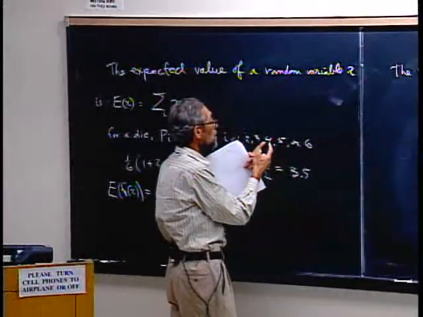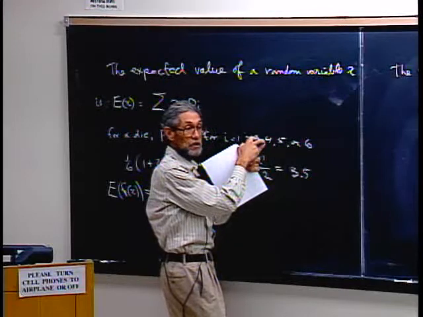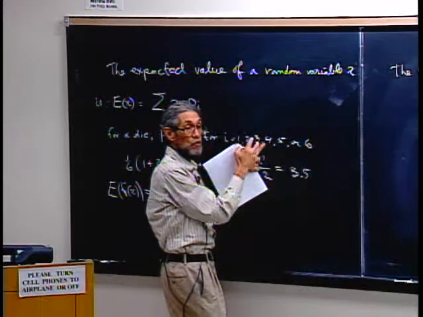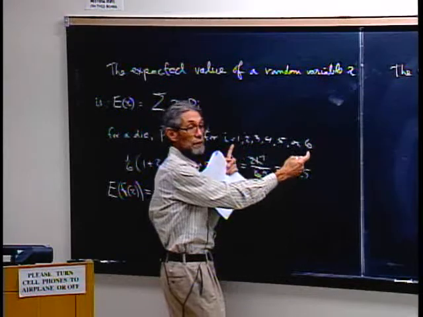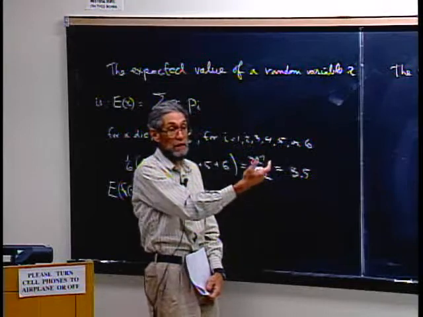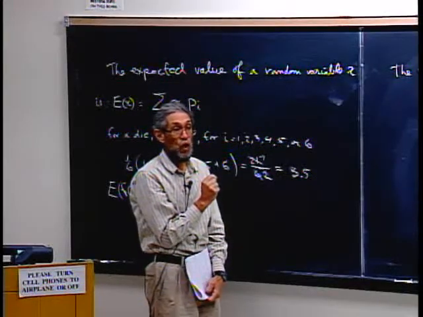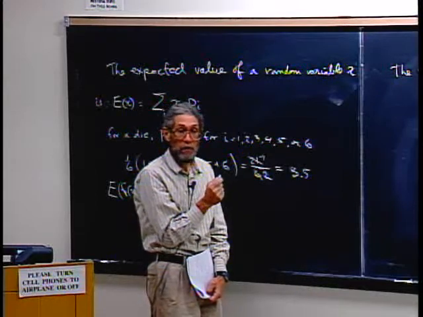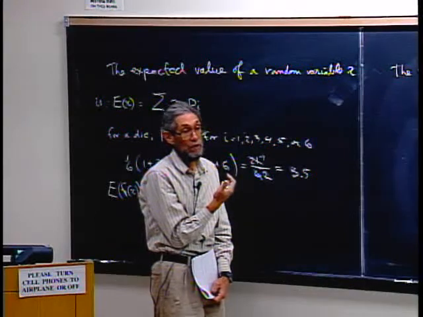Now, if you think about it, this number is bigger than 3.5 and this number is less. So they sort of cancel each other. If you just look at the difference, this difference would cancel that one, this difference would cancel that one. The expected value of the difference is 0, because you have positive differences and negative differences. But if you look at the square of the difference, then both of them will be positive.